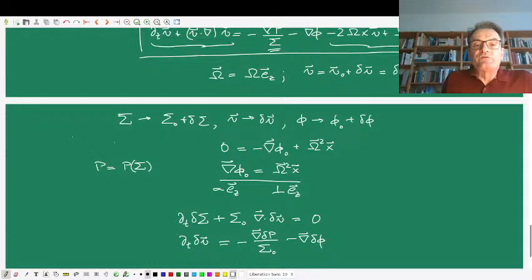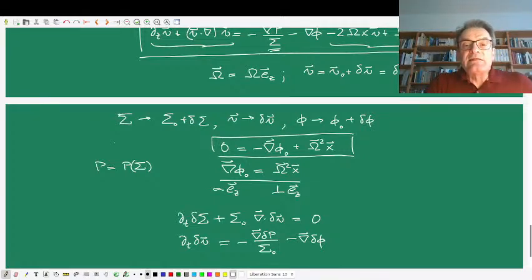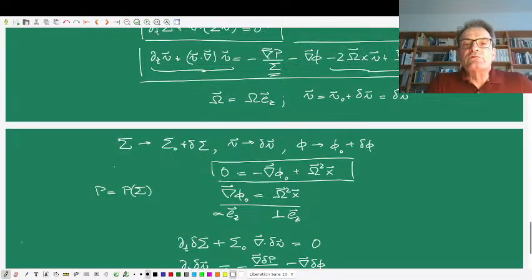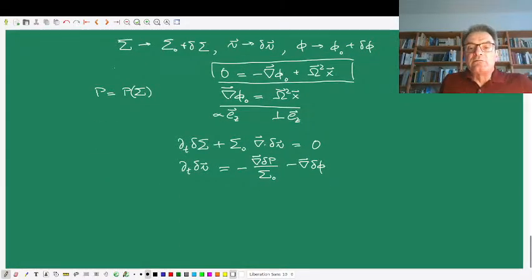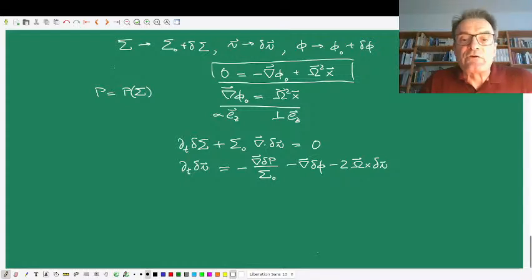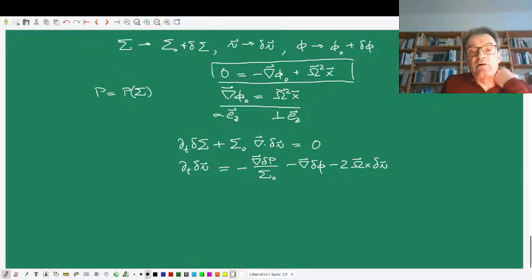And then you see, since the 0th order solution must also be satisfied, I can subtract the 0th order solution from the first order solution, and this will cancel the gradient of the background or the unperturbed potential phi 0 against the centrifugal force. So this will be gone, and the only term that will remain is minus 2 times the vector product of omega with the velocity perturbation, which is the Coriolis force applied to the velocity perturbation. All right, this is now our linearized system.